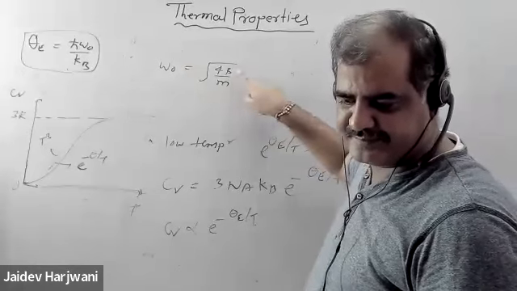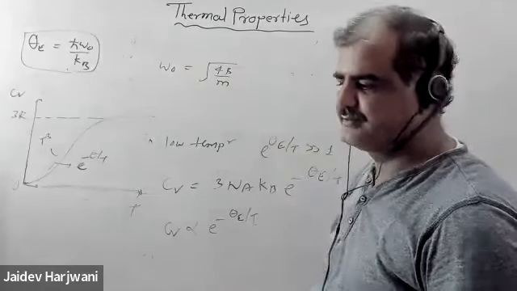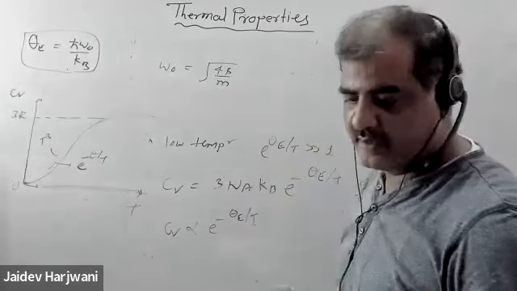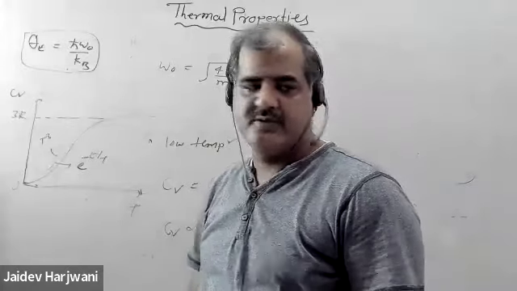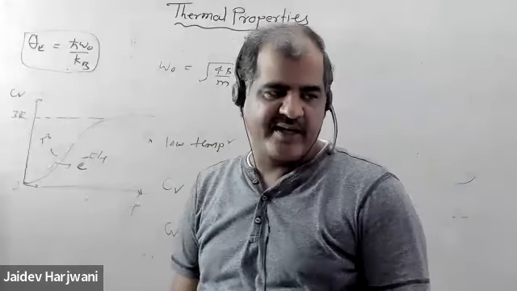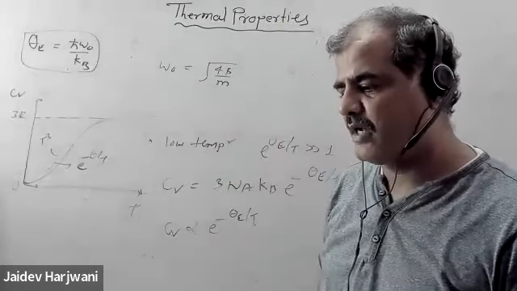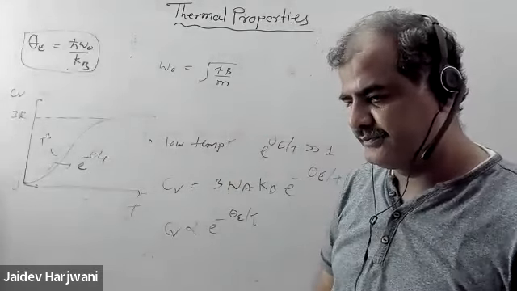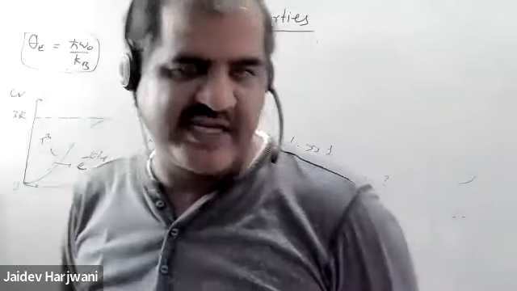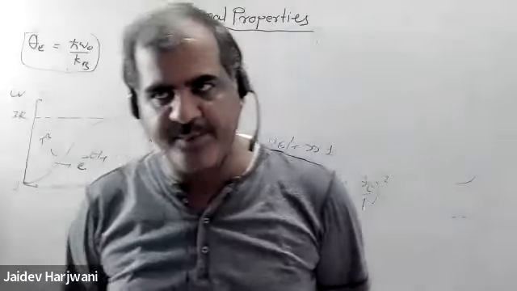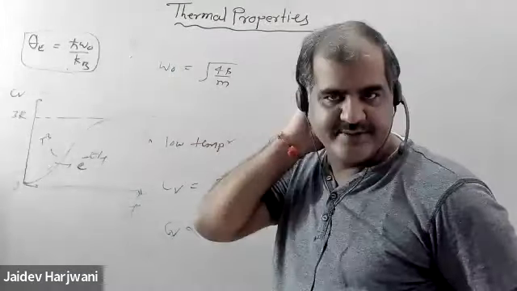What is beta? A constant. Which constant? Spring constant. So that is different for different materials. And m is what? Mass of the atom. That is also different, it varies from atom to atom. That means this is a characteristic of a solid.